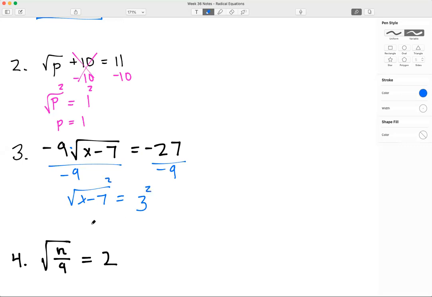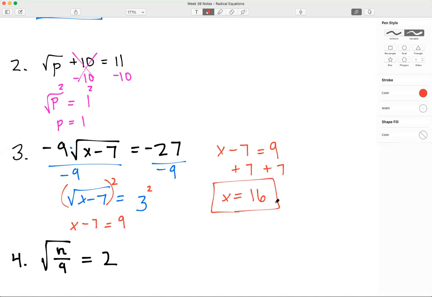Then we just square both sides. That's the next step. I should probably do that in a different color. Square both sides, that's the next step. And then we're going to just use that and get rid of the radical. That's what that does. We squared the entire thing right here. Okay, x minus 7 equals 9. Okay, we're going to bring this up here. X minus 7 equals 9, and then we're going to add 7 to both sides. And then x equals 16. We're done with that one.